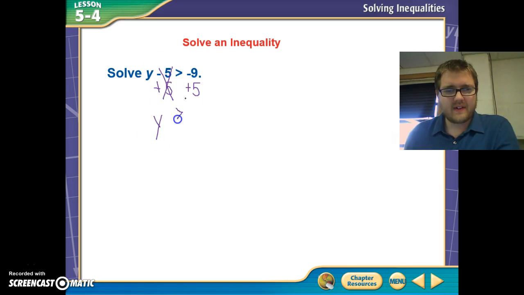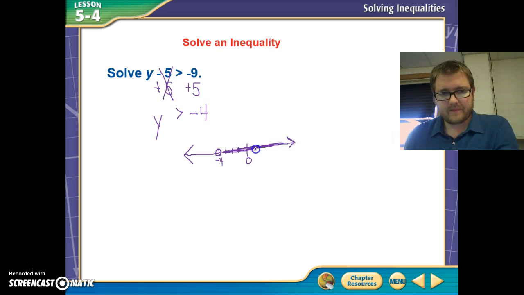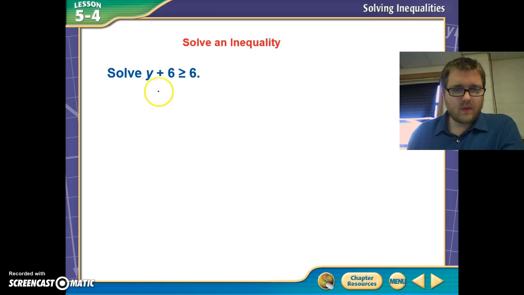Looking at this example, we have y plus 6 is greater than or equal to. Let's subtract 6 from each. Now go ahead and try this example on your own. X plus 9 is less than 13. And next try this one, solving x minus 3/4 is greater than or equal to 1/2. And tell me what that graph would look like as well.